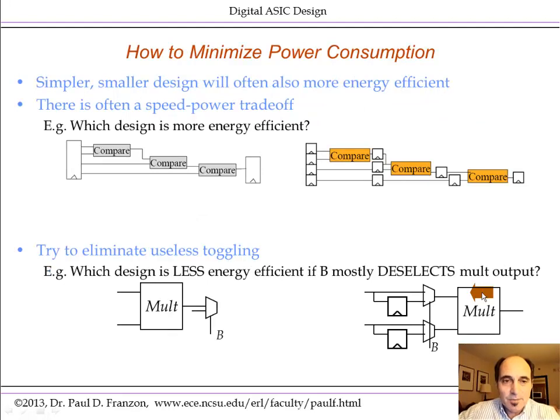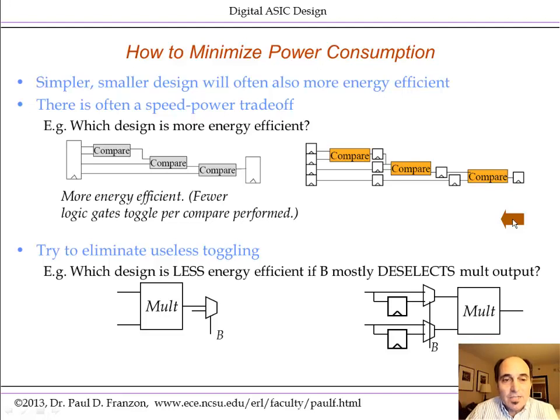So here's a couple of examples. On the top we have two comparators that we've looked at before. The left-hand one is the simple version, what you get from straightforward coding. The right-hand one is a pipeline version. The right-hand one is faster, but which is more energy efficient? I think you've recognized it's the left-hand one, because it has fewer logic gates and thus fewer toggles per comparison performed.